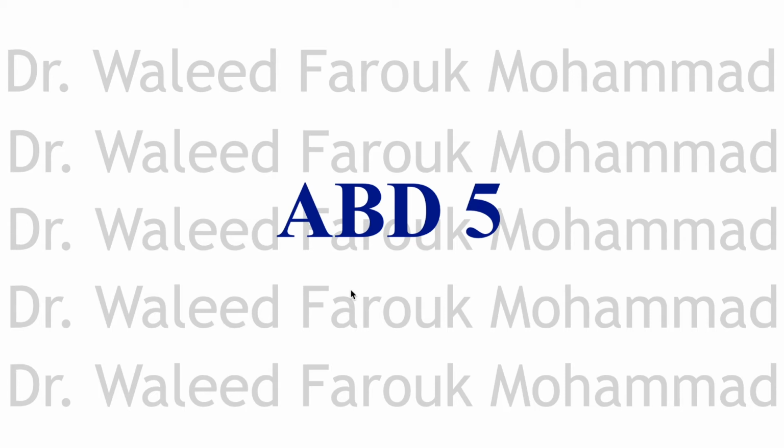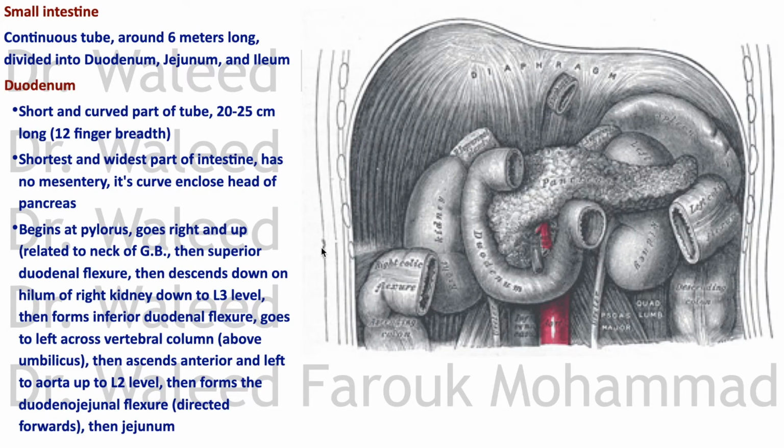Today we'll be discussing the small intestine, the duodenum, the jejunum, and the ileum. The small intestine, as we studied before, is all a continuous tube. It is about 6 meters long, and it's divided into three parts: the duodenum, the jejunum, and the ileum.